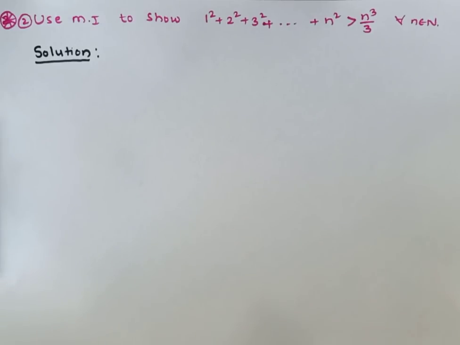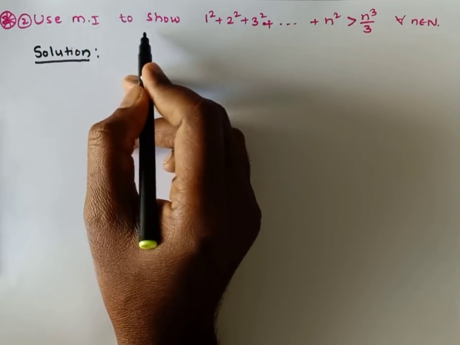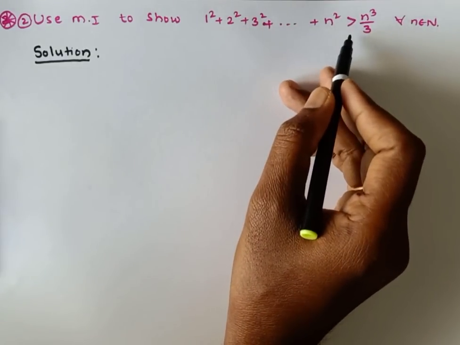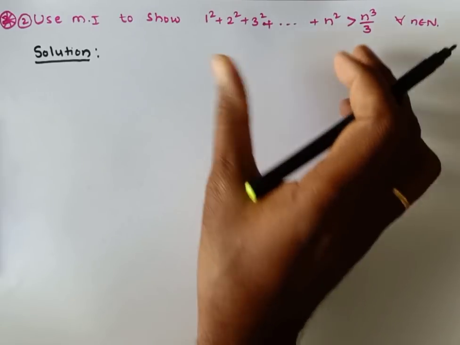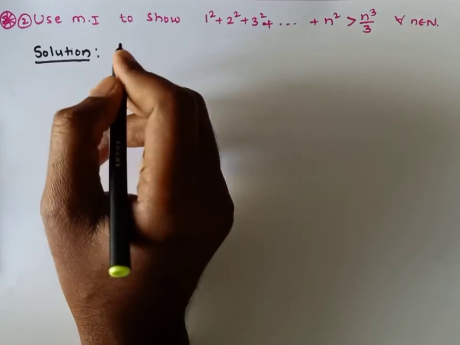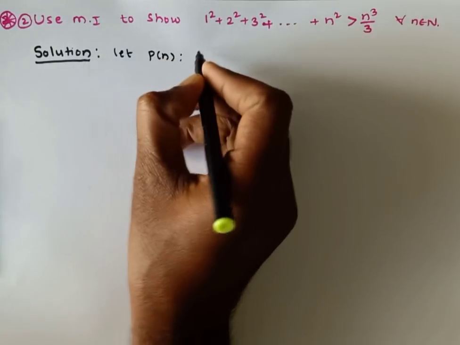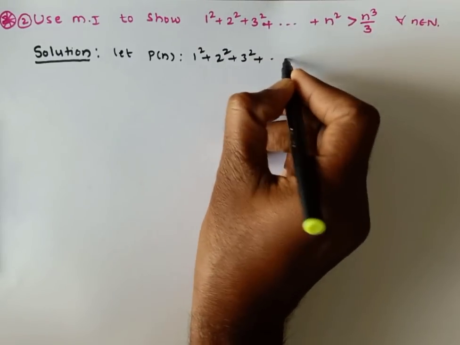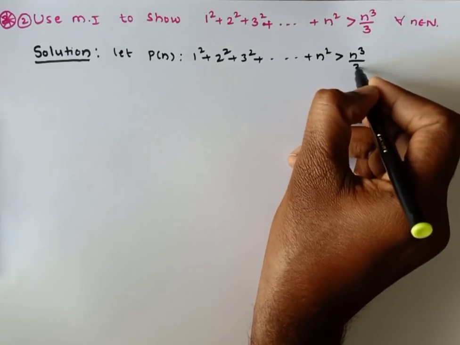Let's see another statement. Let it be the second one. Use mathematical induction to show 1 square plus 2 square plus 3 square and so on plus n square is greater than n cube by 3. So we just need to show this quantity is greater than n cube by 3. Now, let P of n be the given statement, that is 1 square plus 2 square plus 3 square and so on plus n square is greater than n cube by 3.